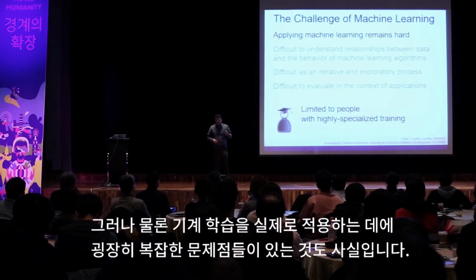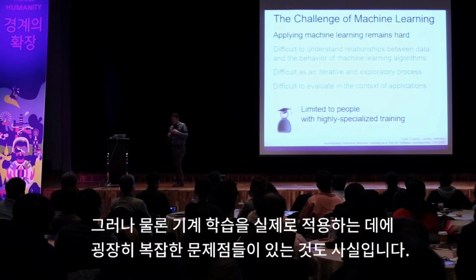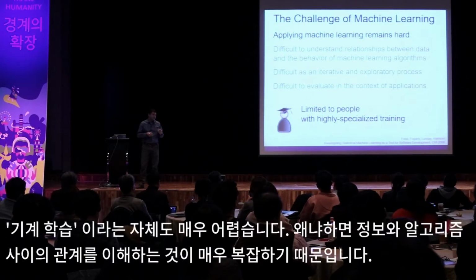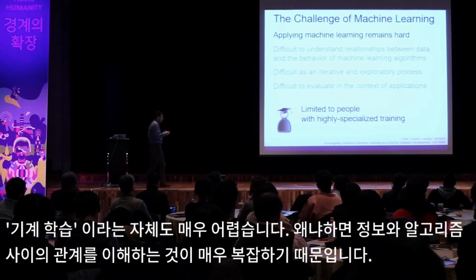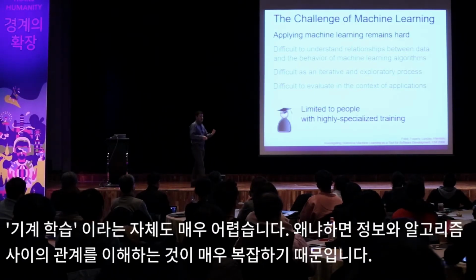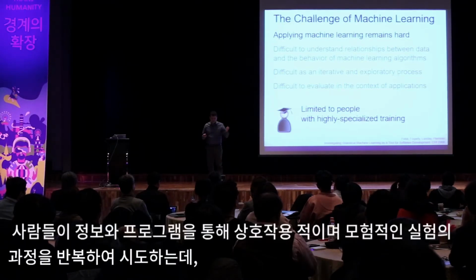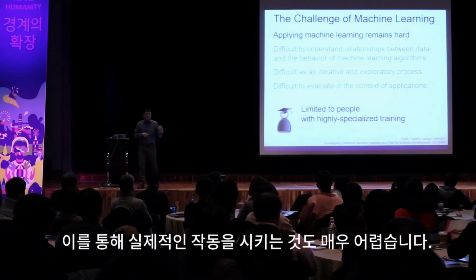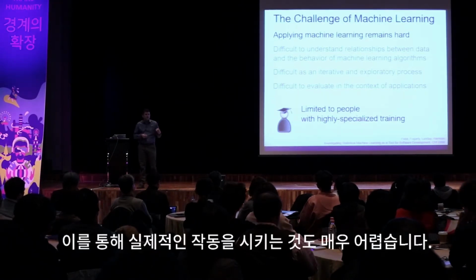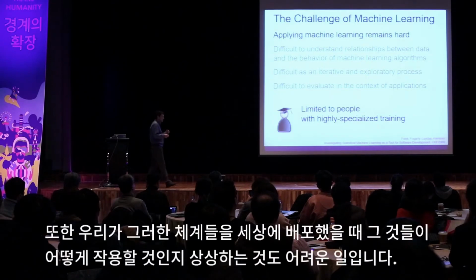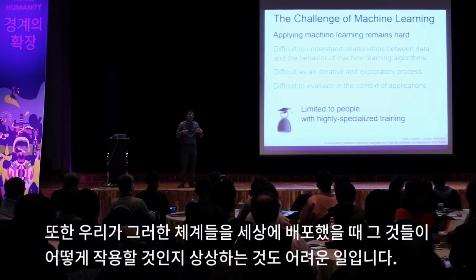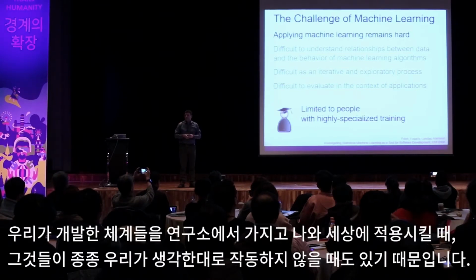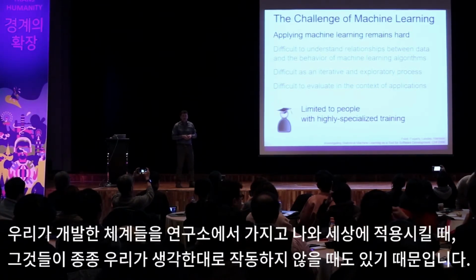The challenge that comes with that, of course, is that machine learning remains this incredibly difficult thing to apply in practice. And so it's hard because it's difficult to understand the relationships between data and algorithms in these systems. It's difficult to make it actually work through this iterative and exploratory process where people try to program with data. And it's difficult to then imagine how these systems are going to behave when we deploy them out into the world, right? When we take them out of our lab and try to make them actually work in practice. They often don't work as we expected.